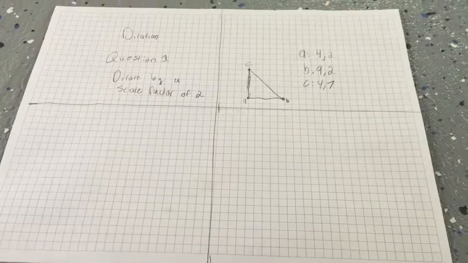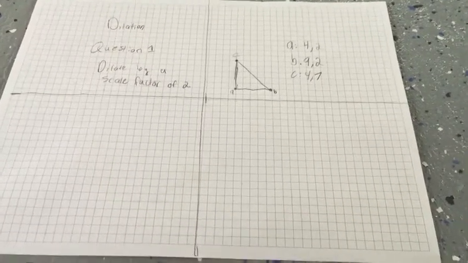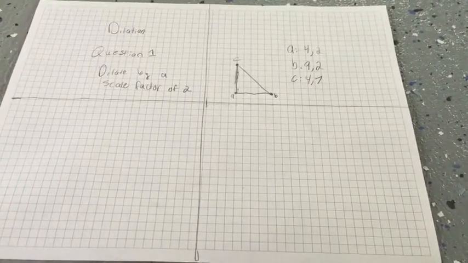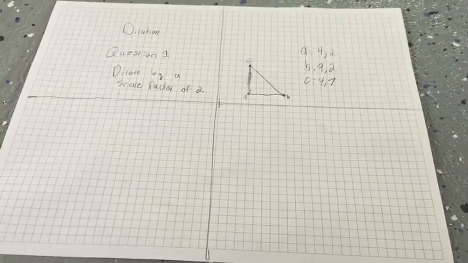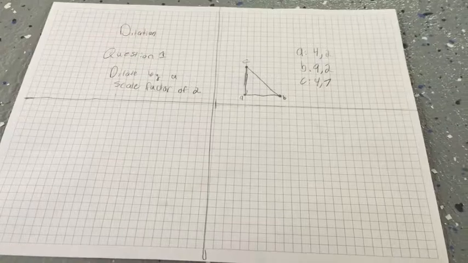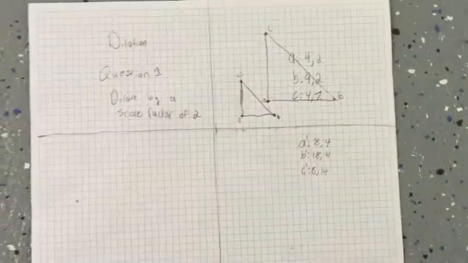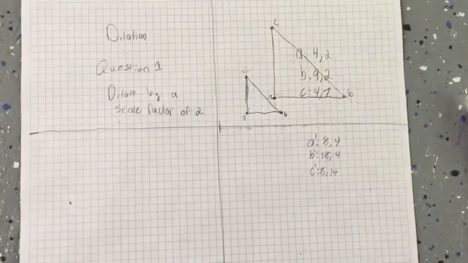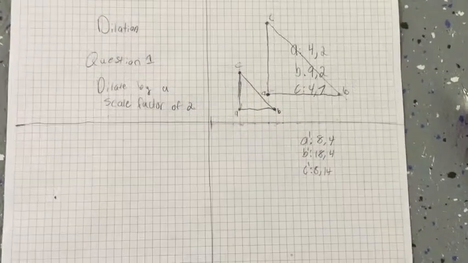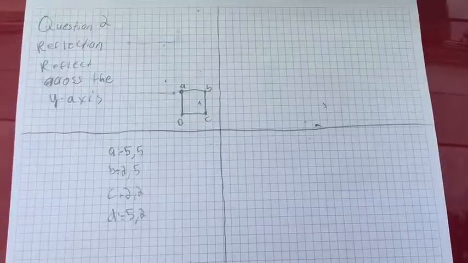Question 1 is going to be a dilation. We're going to dilate this figure by a scale factor of 2. Please pause the video. As you can see, the coordinates are (4, 2), (9, 2), and (4, 7). As you can see, the figure has been dilated. The new coordinates of the figure are A prime (8, 4), B prime (18, 4), and C prime (8, 14).